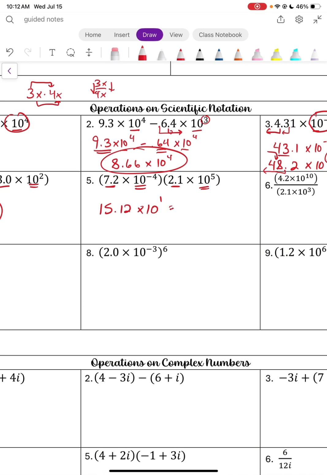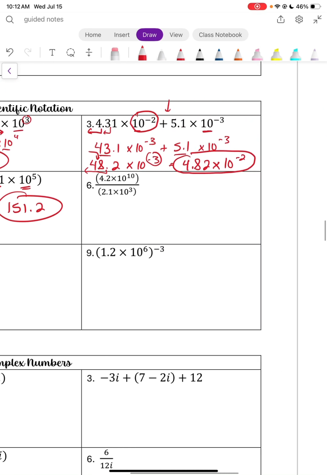And when I've got something that small of a power, I usually don't leave my answer in scientific notation. I'm just going to move that decimal over the one time that it asks. 151.2 is probably how I'd leave my answer. It'd be kind of silly to leave that in scientific notation. The next one, division.